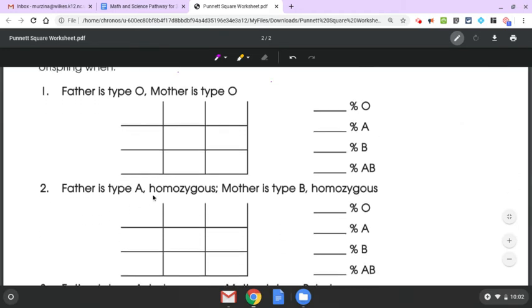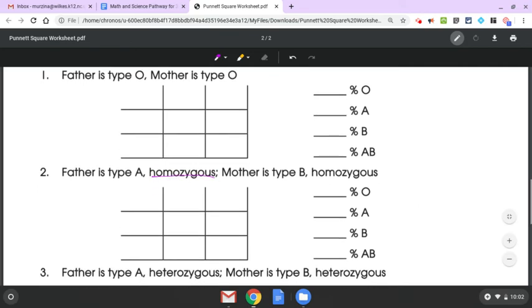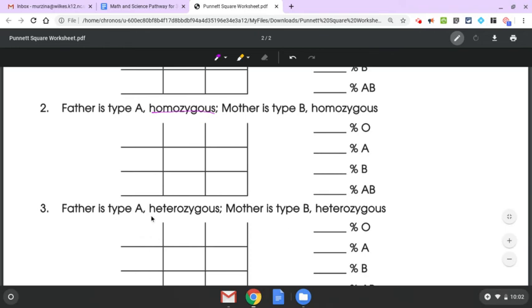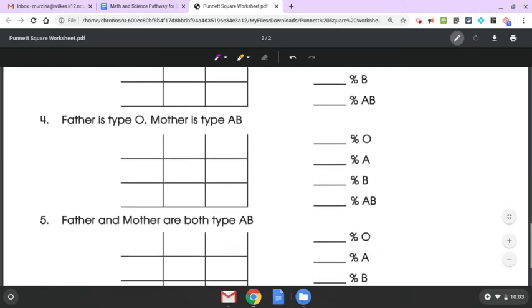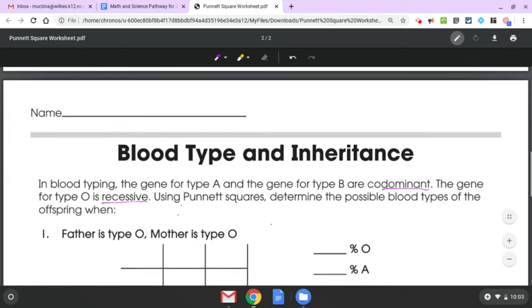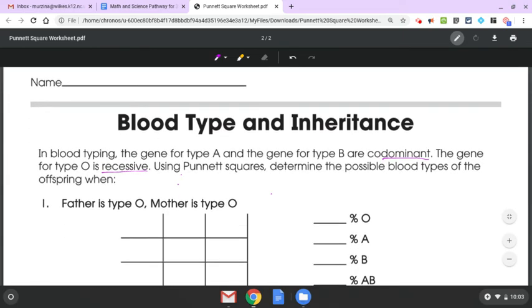Some other words you're going to need to know are homozygous and heterozygous. We had talked about those and put those on the board, and those may have been in your notes, probably in your field manual, but you can find those on Quizlet if you want to go back and review what those terms mean. For this worksheet, it says in blood typing, the gene for blood type A and the gene for blood type B are codominant. The gene for type O is recessive.